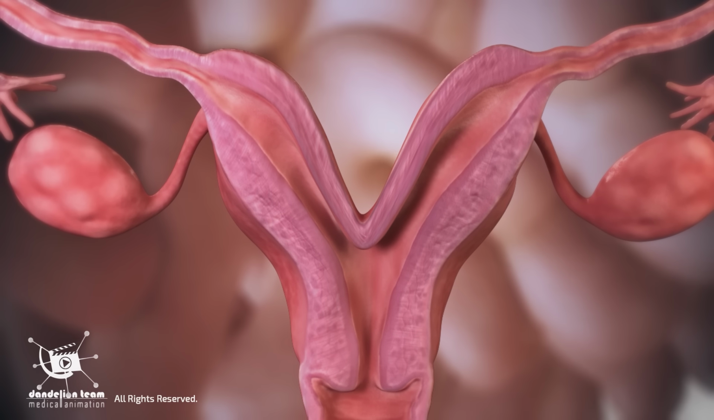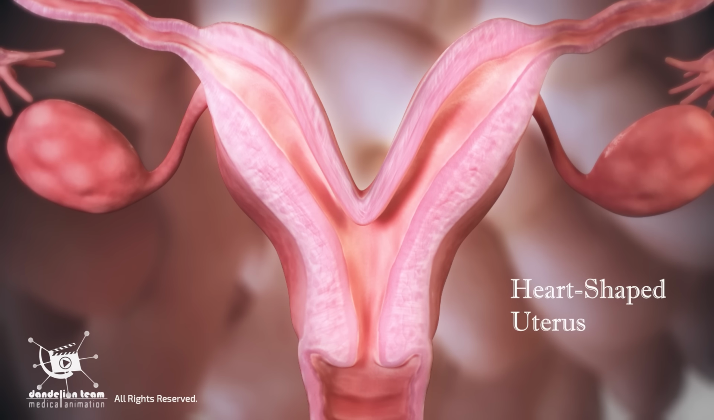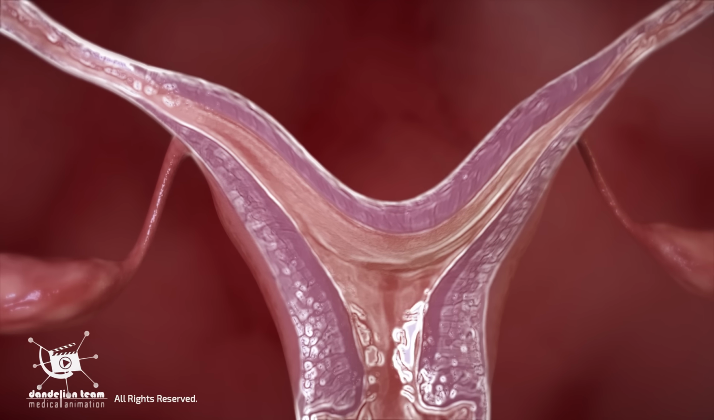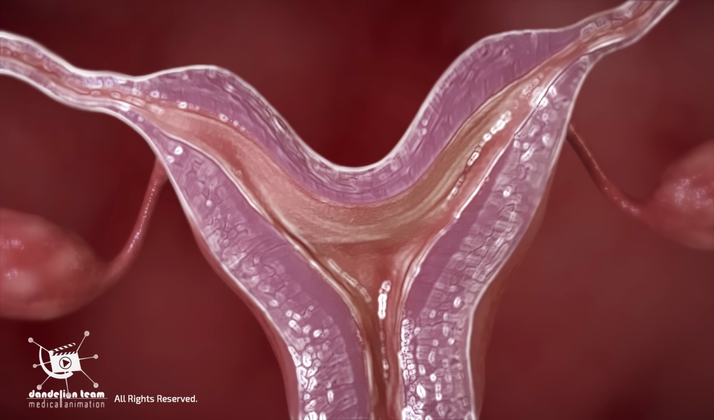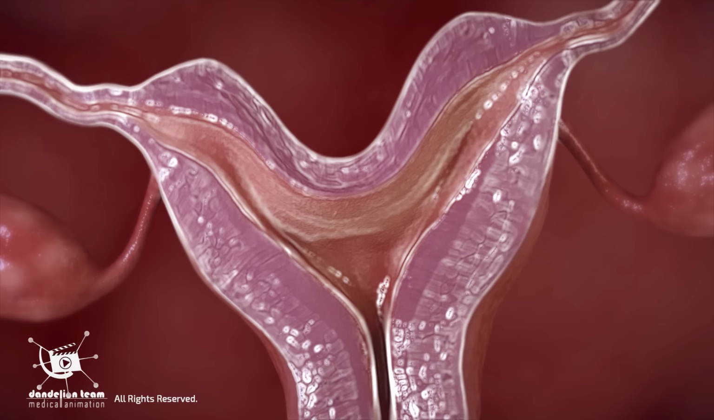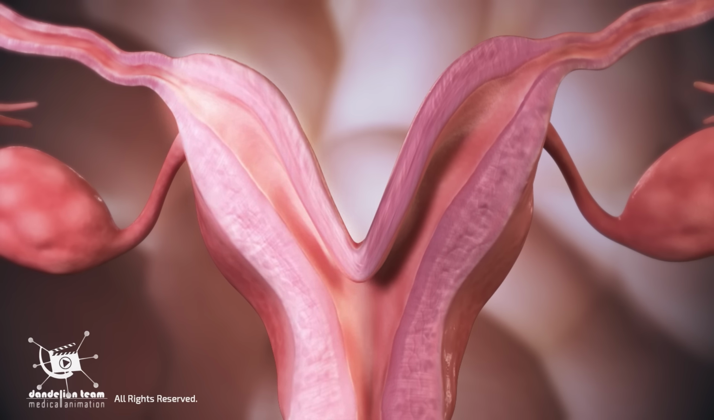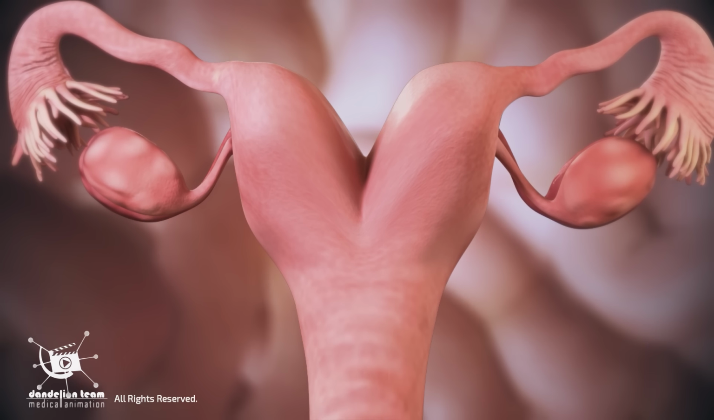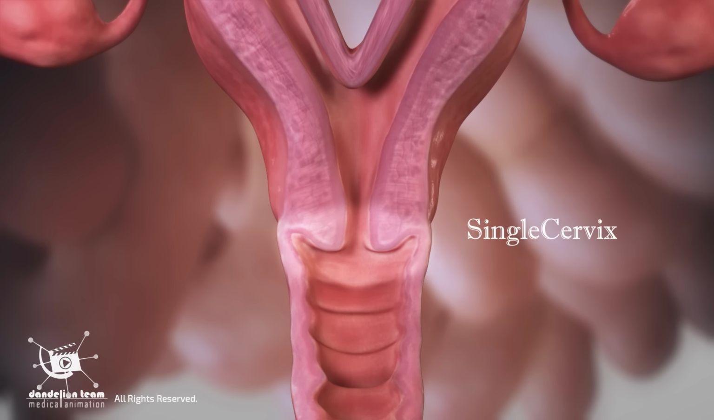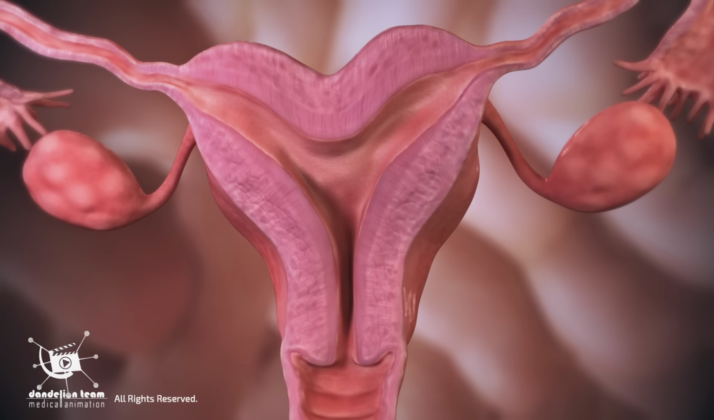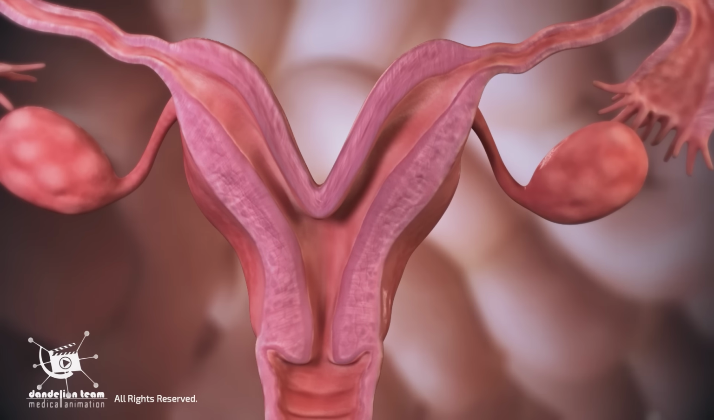A bicornuate uterus, often described as a heart-shaped uterus, is a congenital anomaly caused by partial failure of fusion of the Müllerian ducts during embryonic development. This results in a uterus with two upper horns and a noticeable external indentation at the fundus, while typically leading to a single cervix. The degree of separation can vary from mild to more pronounced.